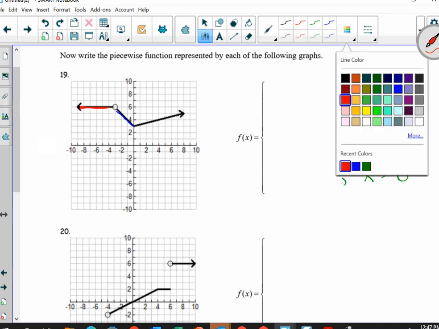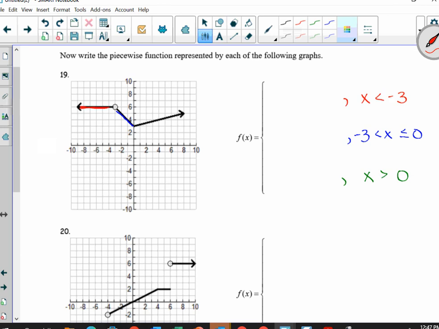So the red piece. Did you put any number for the first one? It's kind of specific, I mean, any number that's less than -3. What do you get as the y value every time for that? So it's 6. Okay. It's y equals 6. That's a horizontal line.